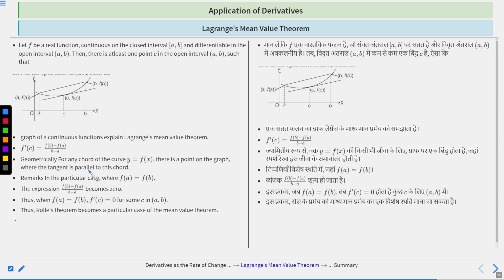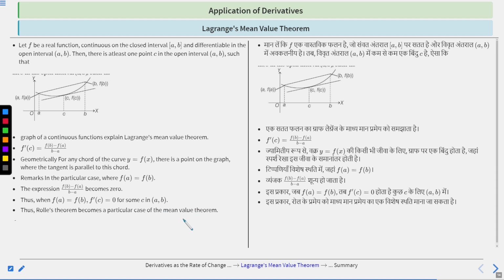Geometrically, for any chord of the curve y equals f(x), there is a point on the graph where the tangent is parallel to this chord, right? Remark: in the particular case where f(a) is equal to f(b), the expression (f(b) minus f(a)) upon (b minus a) becomes 0. Thus, when f(a) equals f(b), f'(c) is equal to 0 for some c in (a, b). Thus, Rolle's theorem becomes a particular case of the mean value theorem, right?